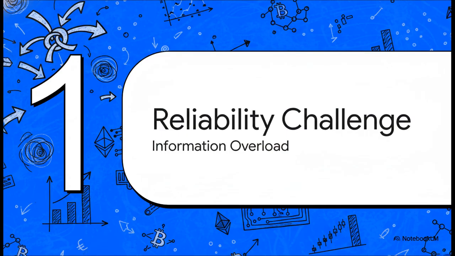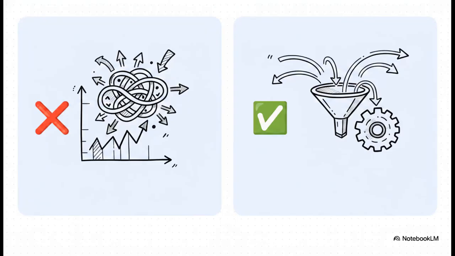Section 1. The reliability challenge. So, what's the fundamental problem with traditional technical analysis? In a word, overload. Information overload and the contradictory signals that come with it. Think about it. In a traditional setup, a trader might look at an RSI telling them a coin is oversold, but then their MACD indicator shows accelerating bearish momentum. These are contradictory signals. And what happens? It inevitably leads to emotional bias. You just end up cherry-picking the indicator that fits whatever pre-existing narrative you already have in your head.